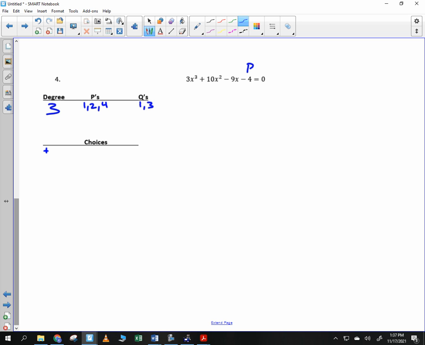1 divided by 1 is 1. 2 divided by 1 is 2. 4 divided by 1 is 4. So I've taken care of the Q value of 1. Now I'm going to move on to the Q value of 3. Plus or minus 1/3. Plus or minus 2/3. And plus or minus 4/3.